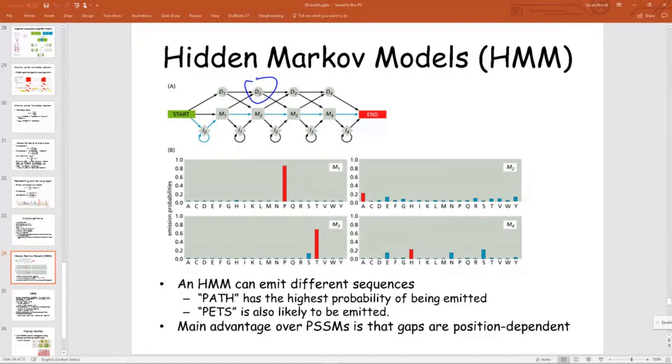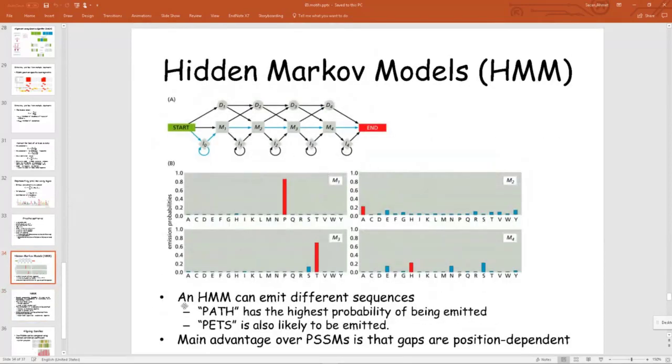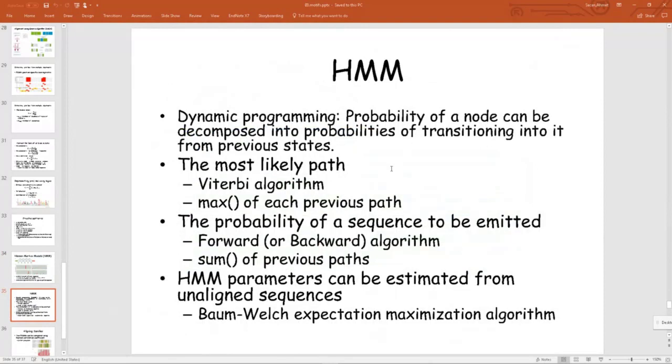So HMM will capture that, because then this D2 would have a lower transition coming into it, which essentially means it's not favored. Plus, you get the probability distributions at each step, so that's another advantage. So to solve the most likely path, we use dynamic programming, and that's called the Viterbi algorithm. So if you search online for Viterbi, it's going to describe the process that I just mentioned.